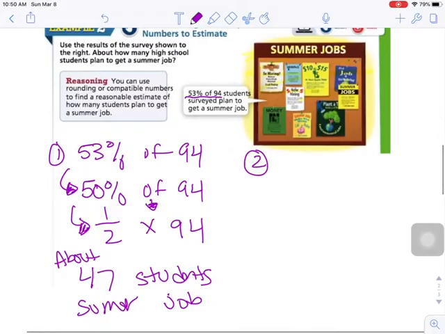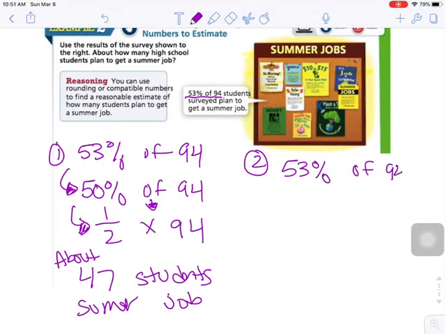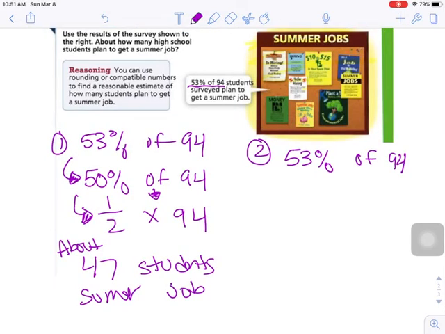Okay, the second way I wanted to show you guys is by turning our 53% into a decimal. There's really 2 ways that you can do this. You can do this the way we've been doing it estimation-wise with fractions, or you can turn it into a decimal. So we're still going to estimate here. We're still going to round down to 50%. But instead of turning 50% into a fraction, we're going to turn it into a decimal.